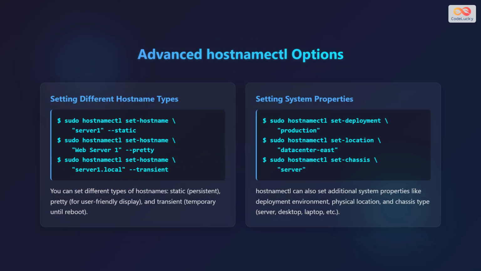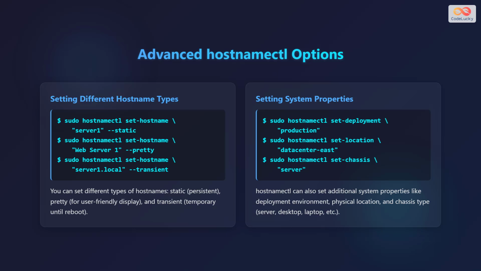Now, let's explore some advanced options with hostnamectl. You can set different types of hostnames using the static, pretty, and transient options. For example, sudo hostnamectl set-hostname server1 --static sets the persistent hostname, sudo hostnamectl set-hostname "web server1" --pretty sets a user-friendly display name, and sudo hostnamectl set-hostname server1@local --transient sets a temporary hostname that resets upon reboot.